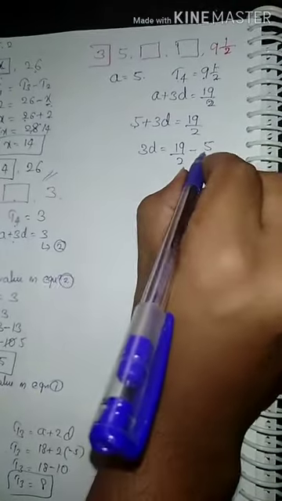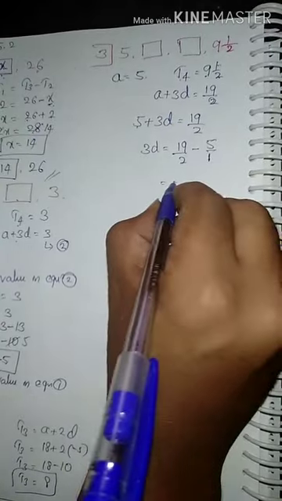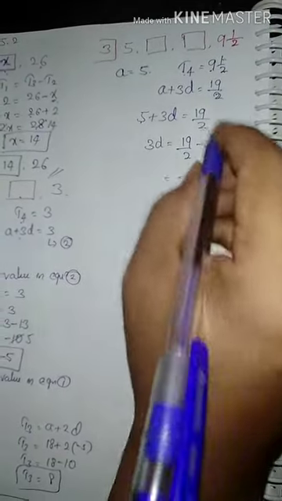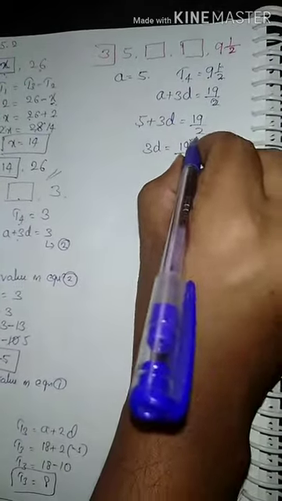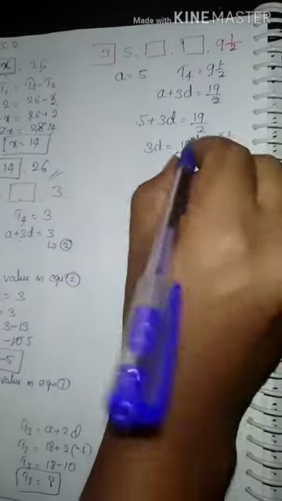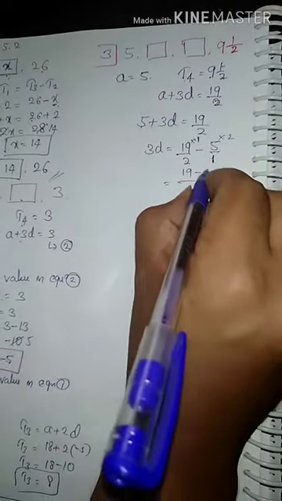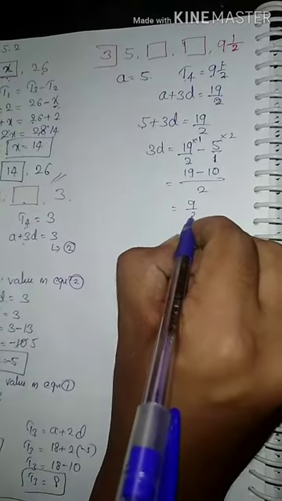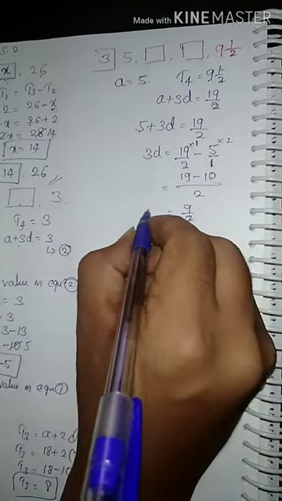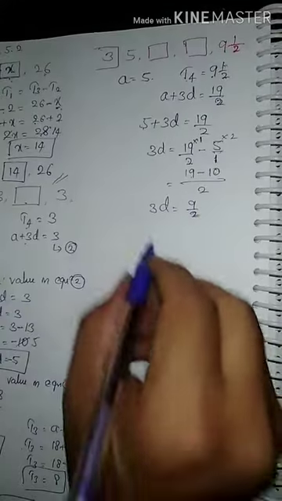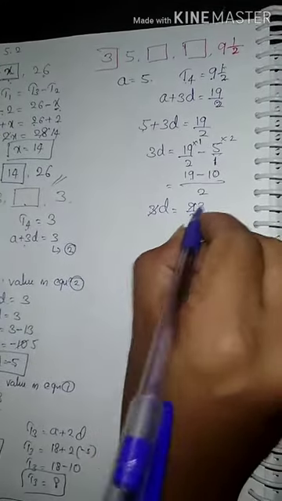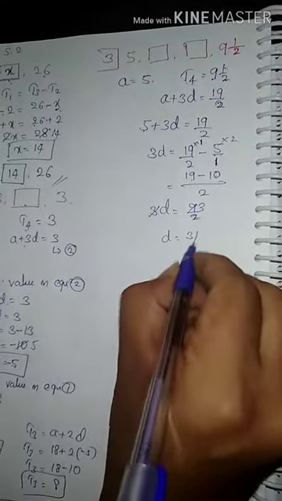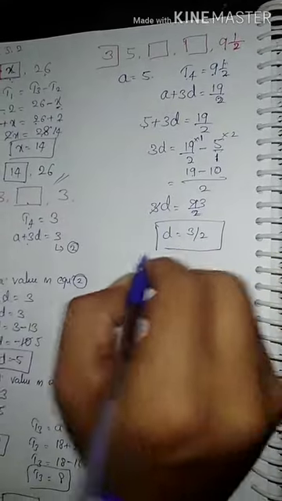So here the denominator is 2 and here the denominator is 1. Therefore the LCM is 2. 2 1s are 2, 19 1s are 19, minus 5 2s are 10. So 19 minus 10 is 9 by 2. 3d is equal to 9 by 2. So 3 1s are 3, 3 3s are 9. Therefore d is equal to 3 by 2.